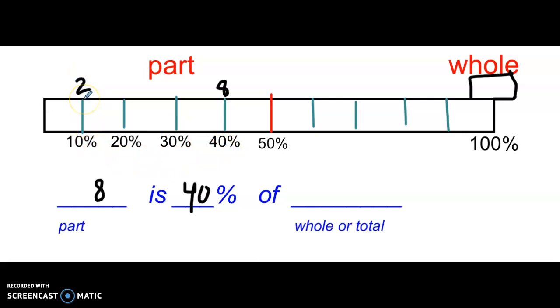So we know 10% is 2. So now let's multiply times 10 to figure out that 20 is the whole. So 8 is 40% of 20. That's all for now.